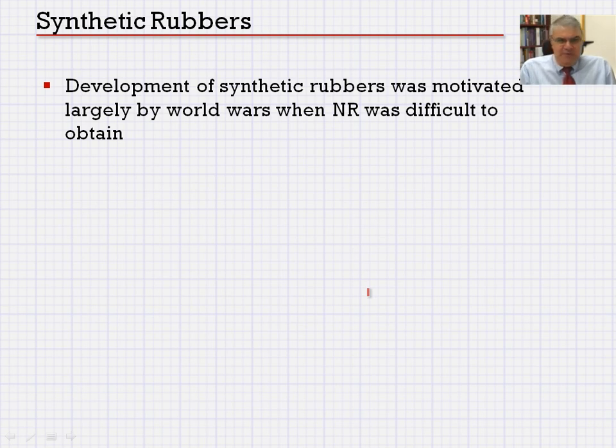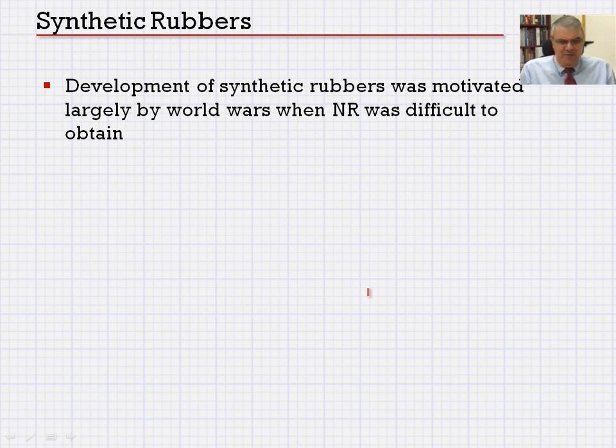Let's move on to synthetic rubbers. Synthetic rubbers are man-made, and actually it was as a result of world wars. Every time you have a major war, a material becomes scarce. The transportation of the material would be disrupted. The black market would be pretty much established and all that. So wars are not a good thing.